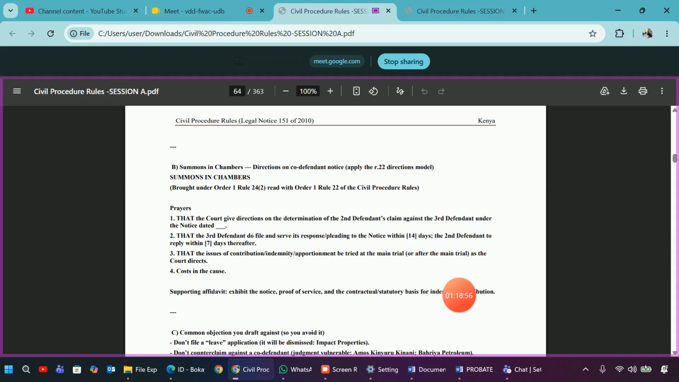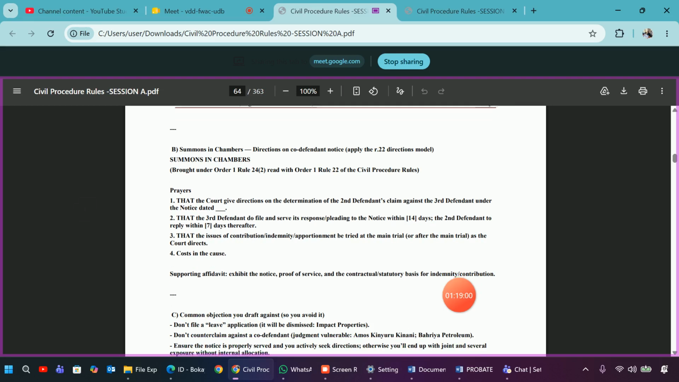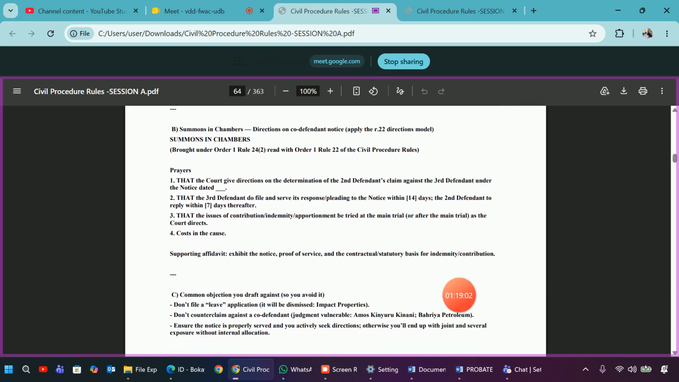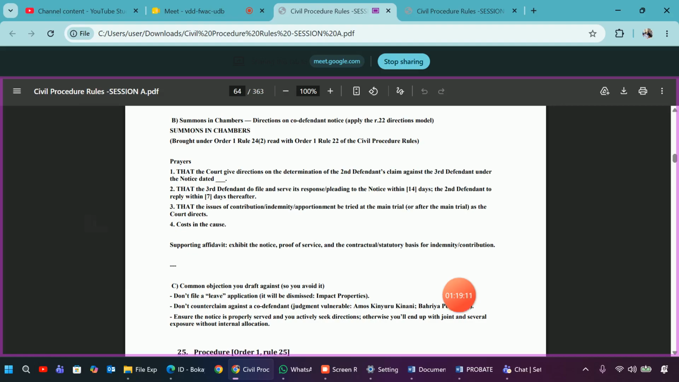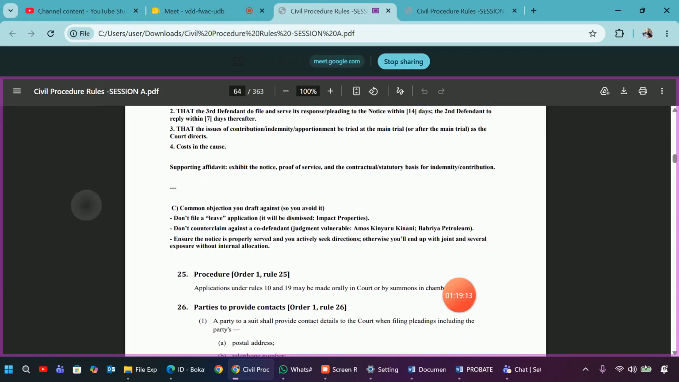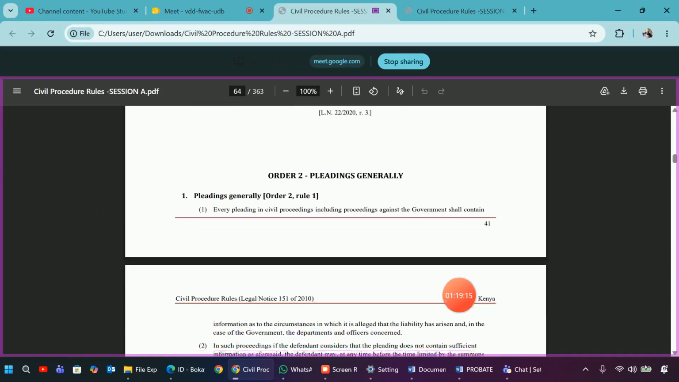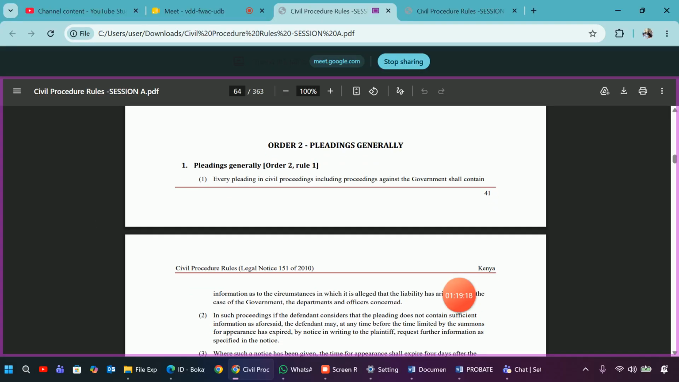So directions on co-defendant notice: apply the Rule 22 directions model, summons in chamber, where you say that the court gives direction on determination of the second defendant's claim against that defendant under the notice dated this date, that the third defendant do file and serve its response. So that is an application where you will be seeking the court's directions pursuant to the other application.